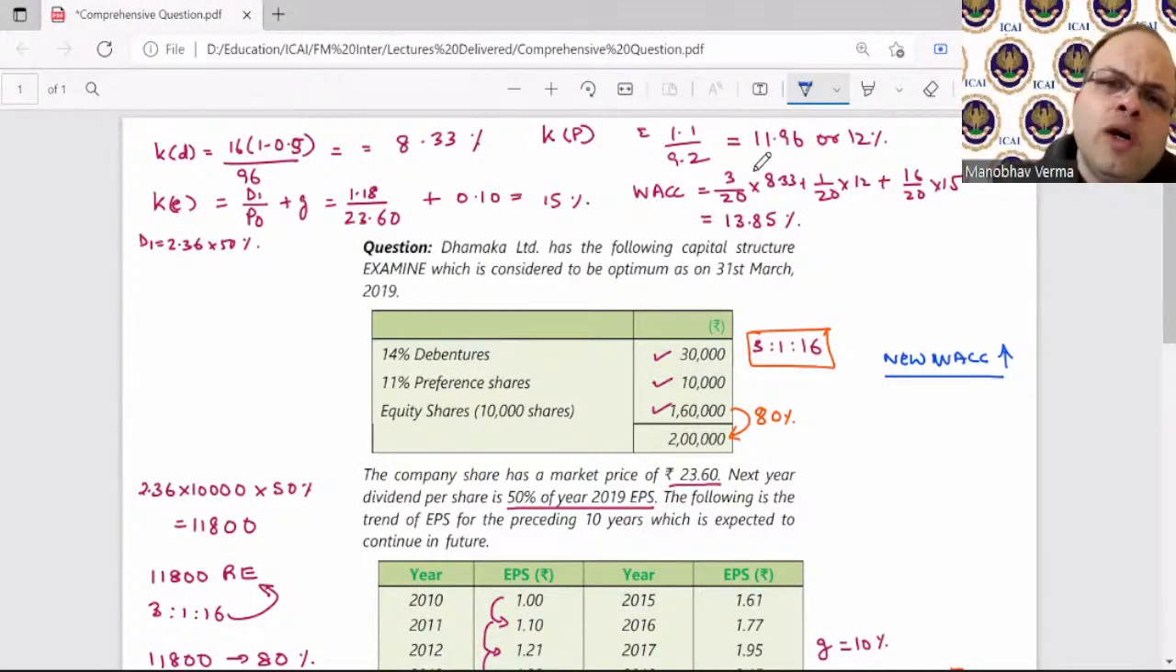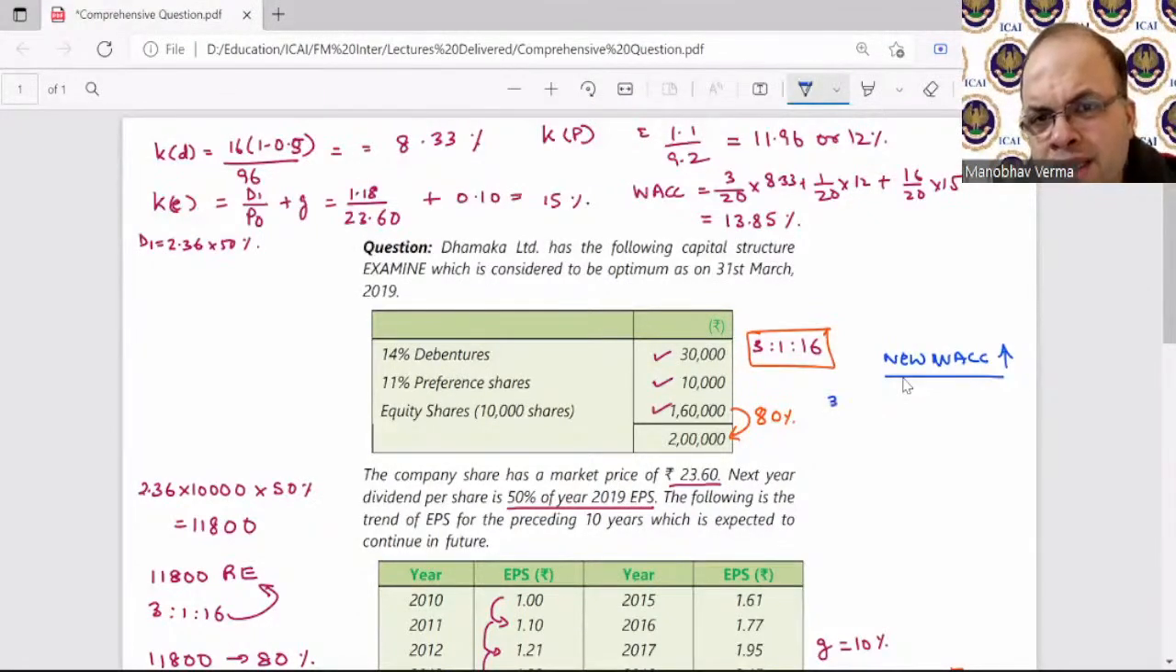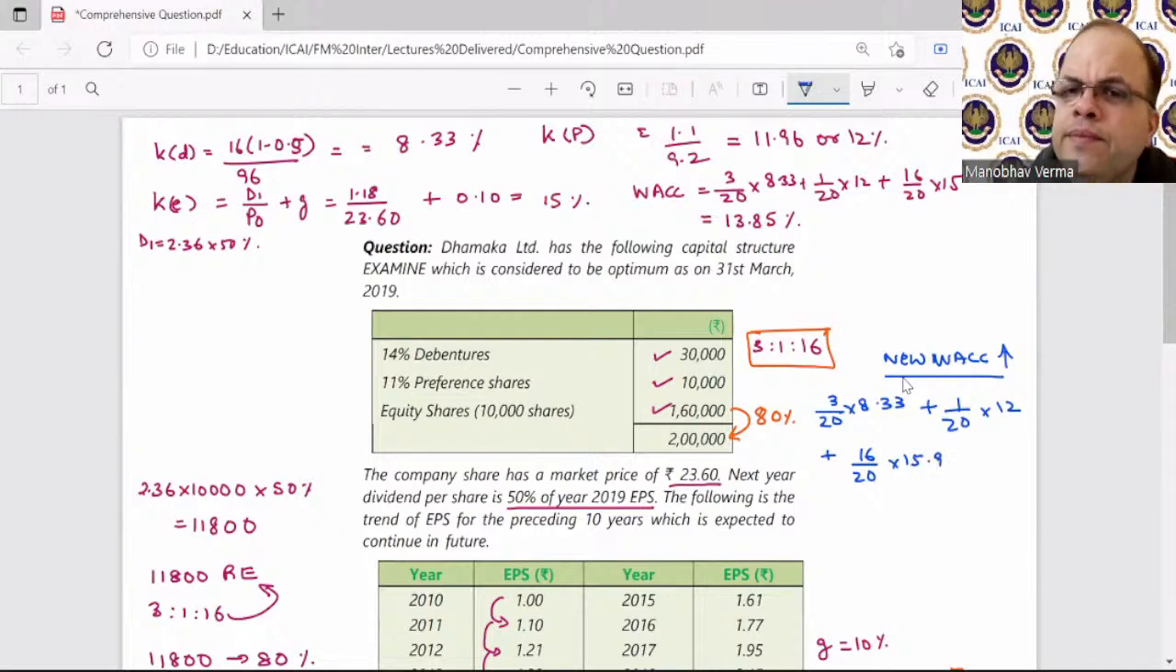So let's do a quick mathematics here, and you guys need to tell me the answer. You have 30 seconds. So new WACC is 3 by 20 into 8.33 plus 1 by 20 into 12 plus 16 by 20 into 15.9. You need to tell me.